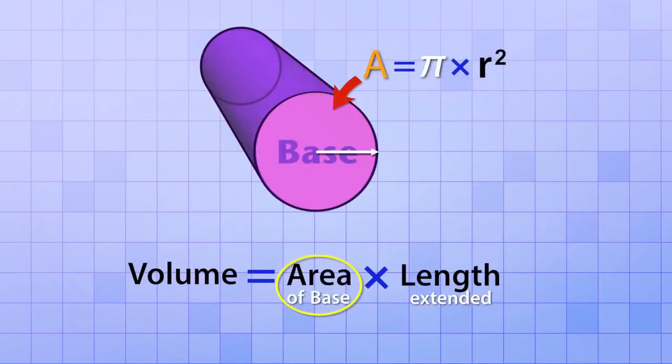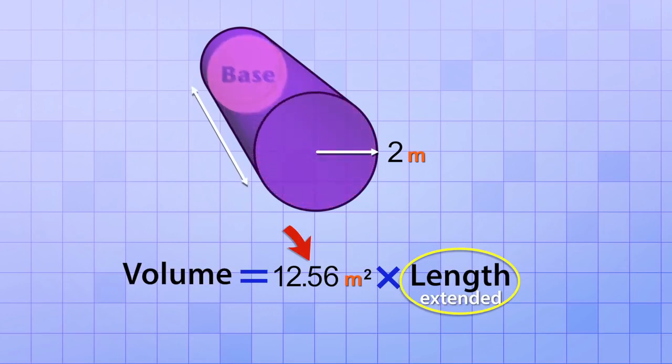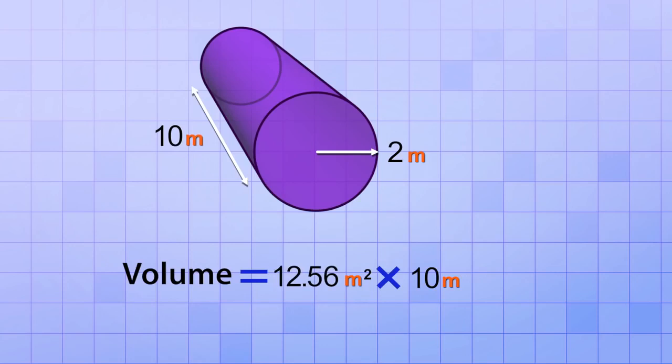The radius of this circle is 2 meters. So if we square that, we get 4 meters squared. Then we multiply by pi, which is approximately 3.14, and we get 12.56 meters squared. Now that we know the area of the circle, to find the volume of the cylinder, we just multiply that area by the length that the circle was extended, which happens to be 10 meters. 10 meters times 12.56 meters squared gives us 125.6 meters cubed. So the volume of this cylinder is 125.6 cubic meters.